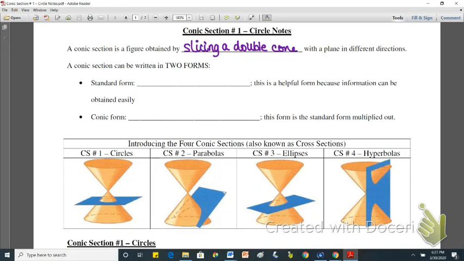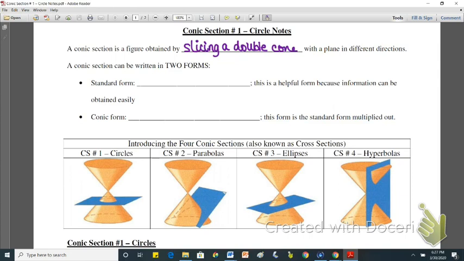Everyone, I'd like to welcome you back to Chapter 7, Conic Sections. This is what we're moving on to today. We have talked about conic sections before. We haven't gone necessarily as in-depth as we're going to go, but they are familiar to you.